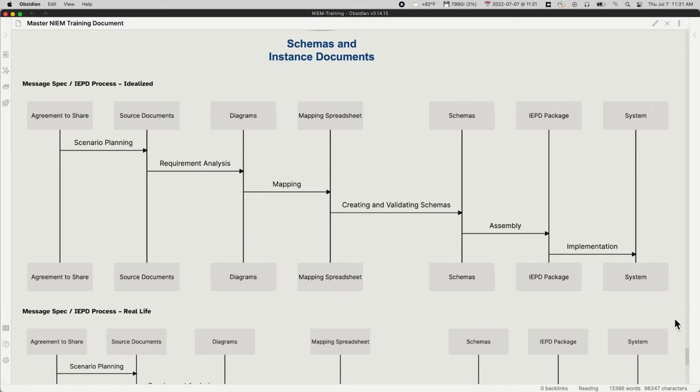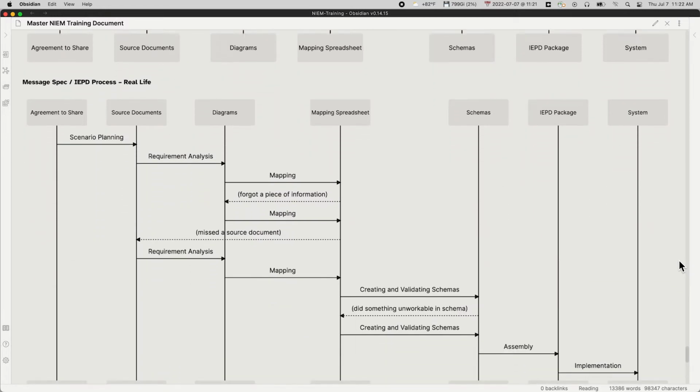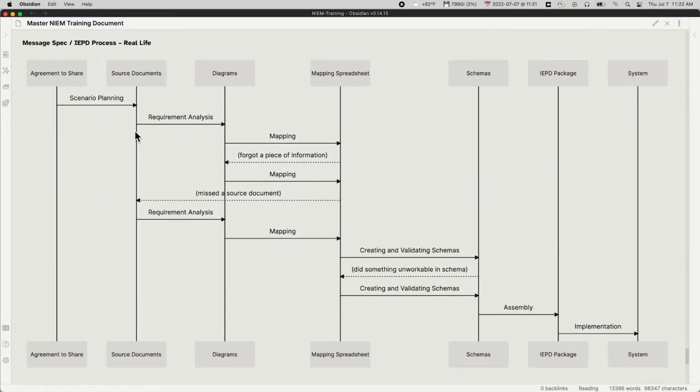Now you look at that diagram, and it looks very simple. The diagram above the circle, it looks like a really nice, clear process, right? You know, you're going to agree to share, and you do some scenario planning, and you get source documents, and you do some requirement analysis, and that gets you diagrams, and you do some mapping, and that gets you a mapping spreadsheet, and you use that to create schemas, and that gives you schemas, and you assemble them together into the message spec. I used IEPD package here, but either one, and then finally you implement it, and you get a system. But you know, here's how it really works in the real world.